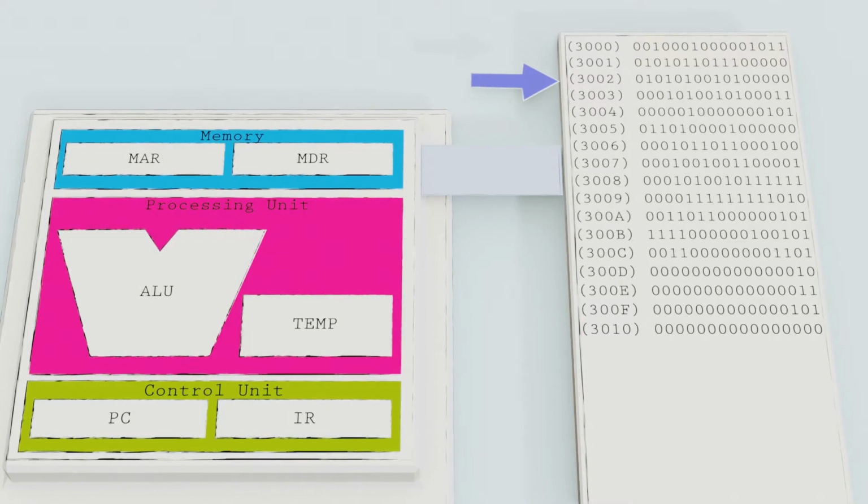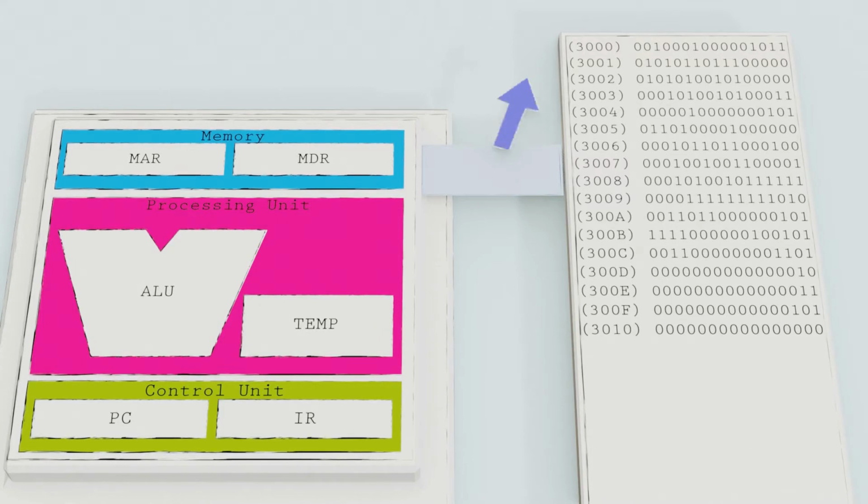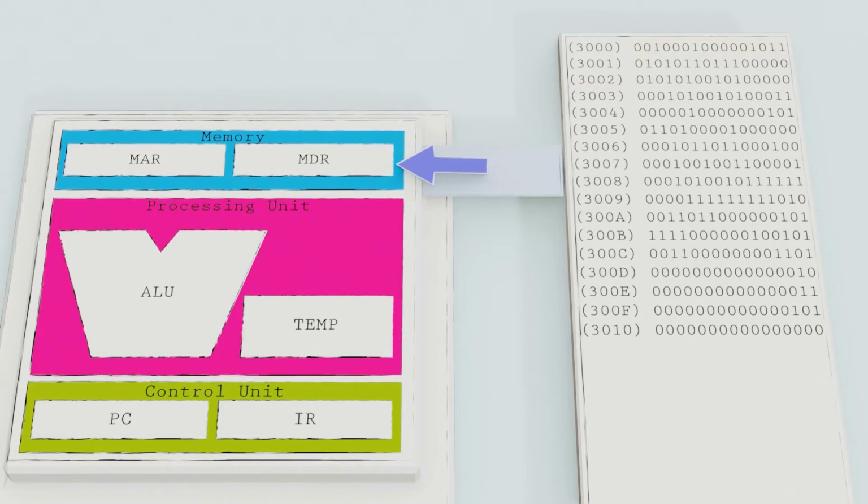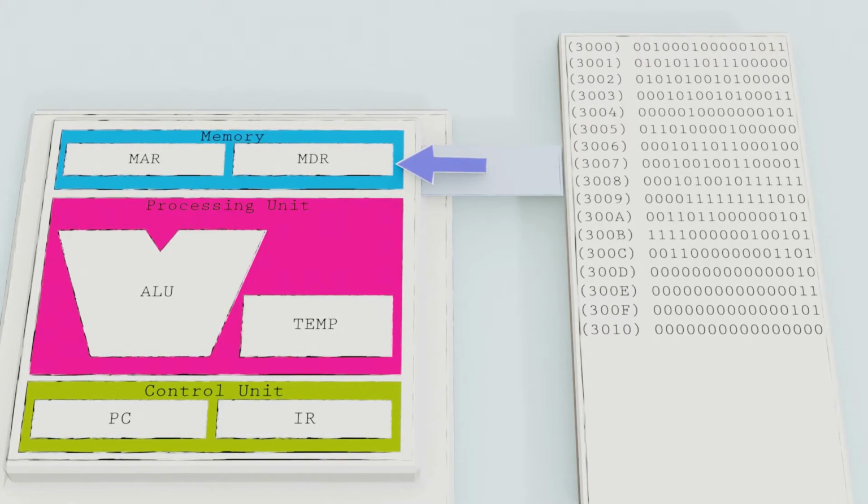To access and move data into and out of the main memory, there are two special registers. The Memory Address Register, MAR, stores the address of the memory we're interested in, and the Memory Data Register, MDR, holds the data fetched from that address, or the data which is going to be stored at that address. These address and data registers are used only by the CPU and are not accessible to programmers.